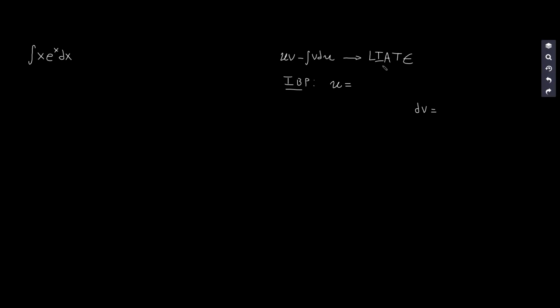The L in LIATE stands for logarithm. The I stands for inverse trigonometric function. The A stands for algebraic, so things like x. T stands for trigonometric, and E stands for exponential. So I'm going to write this down here. I guess the proper enunciation wouldn't be "liate" because there's no accent mark over the E, but you know what? It's LIATE, and it's the name of a cat.